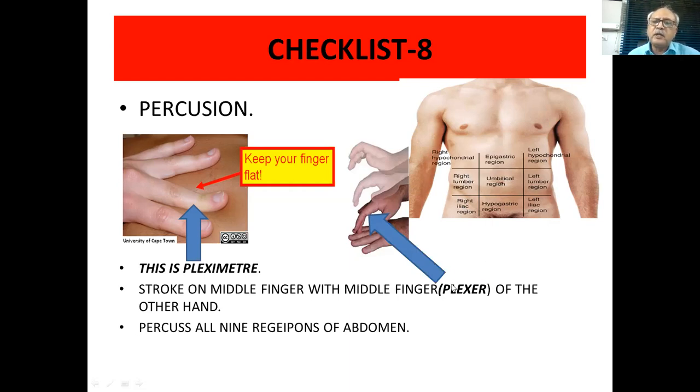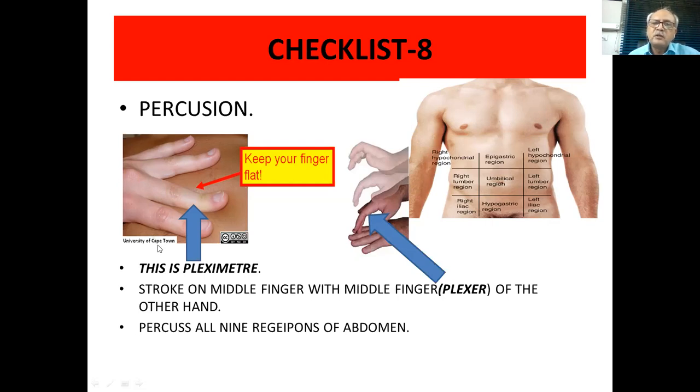In percussion of abdomen, you must remember that you must press your left hand with the surface to be percussed. It should be fixed. Your middle finger should be fixed with the surface to be percussed. And this middle finger, which is fixed to the surface to be percussed, should be kept flat. And this finger technically is called pleximeter.